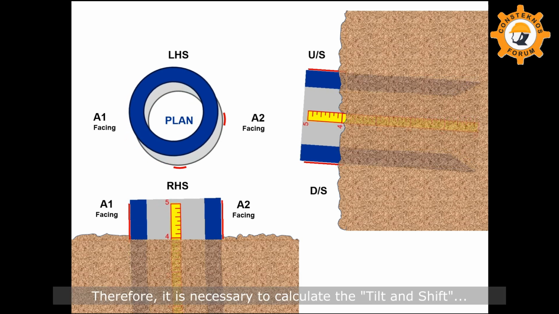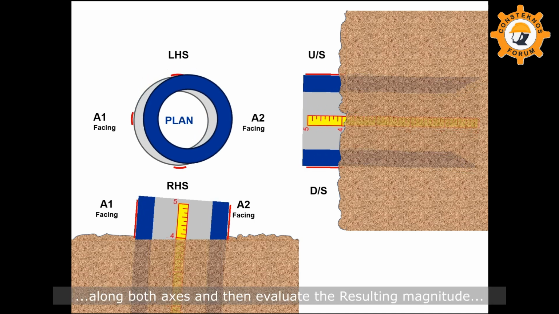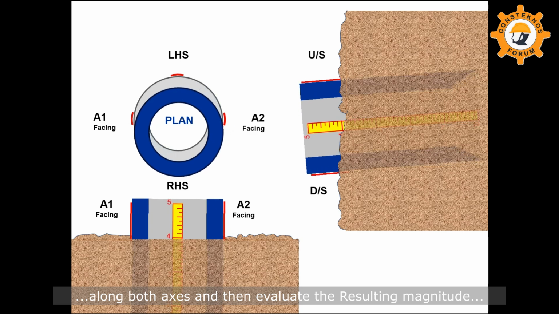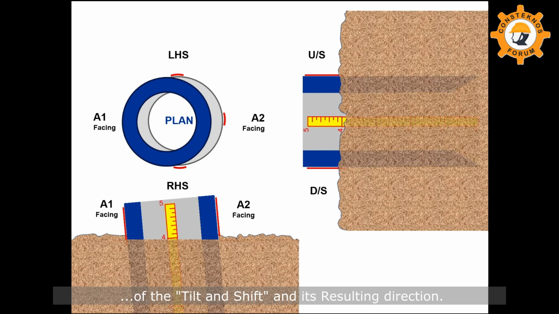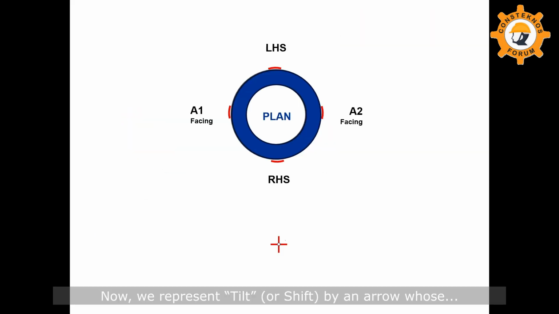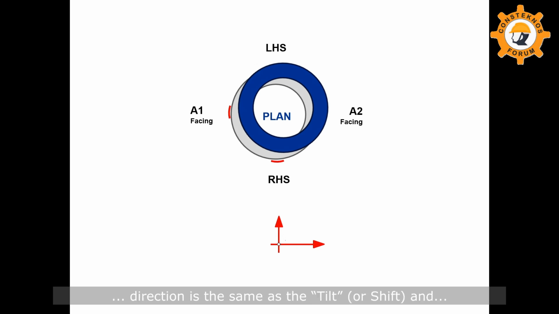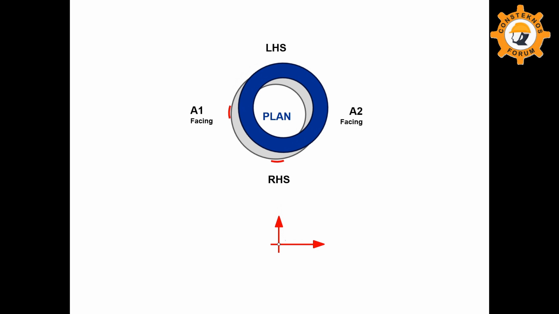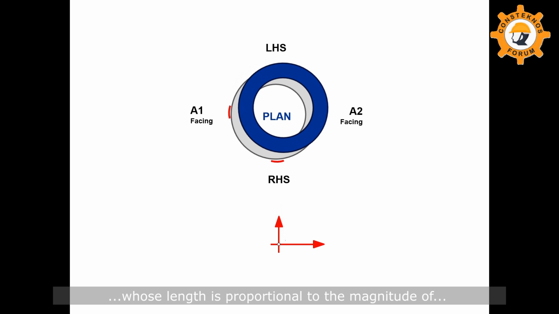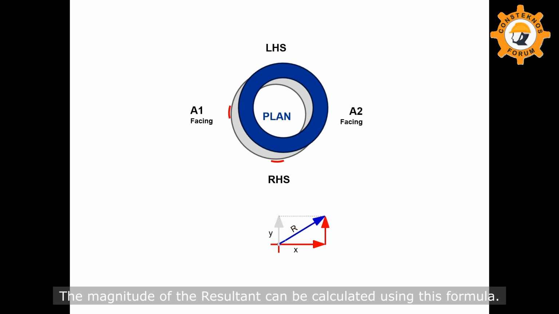Therefore, it is necessary to calculate the tilt and shift along both axes and then evaluate the resulting magnitude of the tilt and shift and its resulting direction. Now, we represent tilt or shift by an arrow whose direction is the same as the tilt or shift and whose length is proportional to the magnitude of the tilt or shift. If these two arrows represent the magnitude and direction of the tilt or shift, then this blue arrow is the magnitude and direction of the resultant tilt or shift. The magnitude of the resultant can be calculated using this formula.